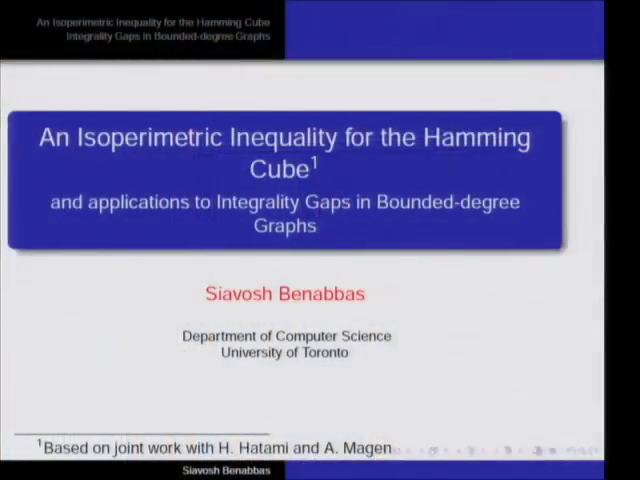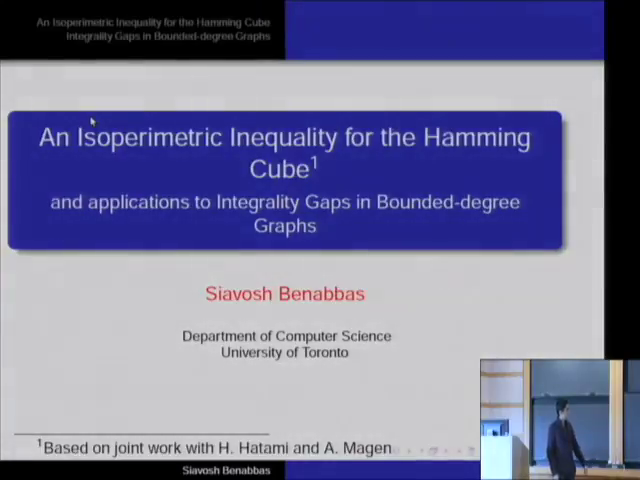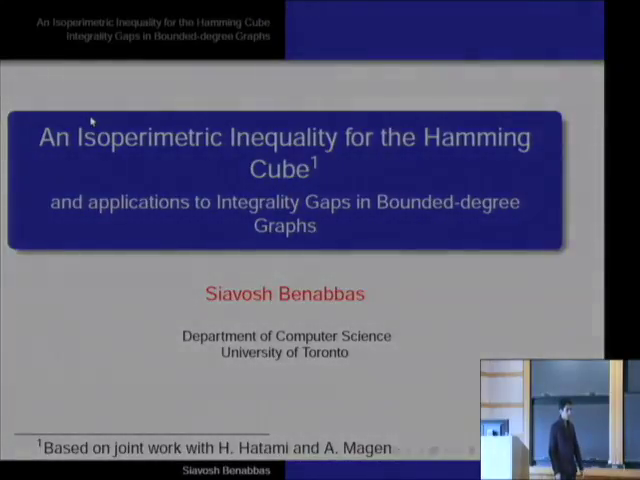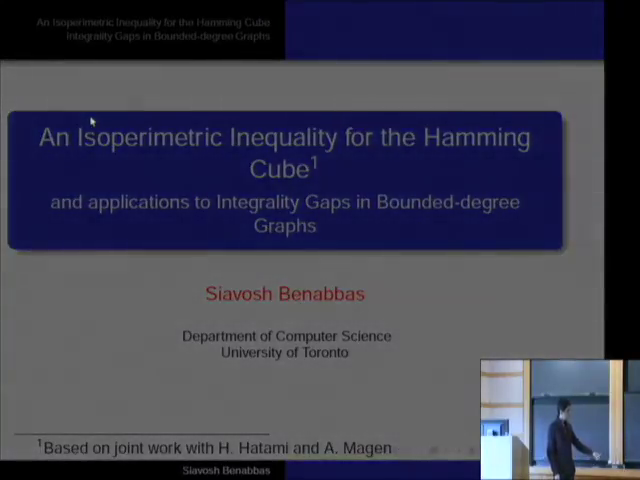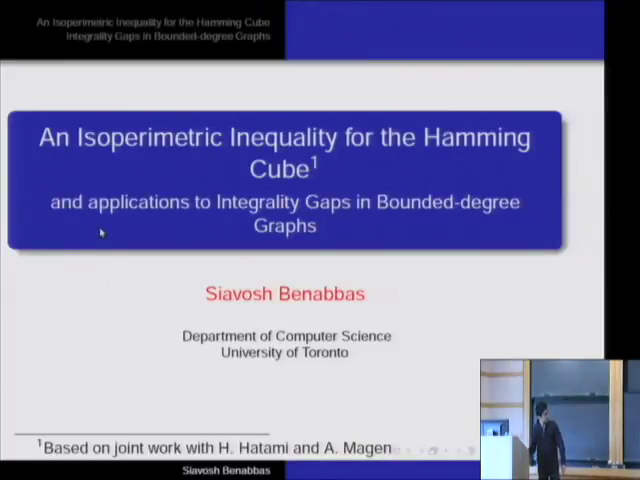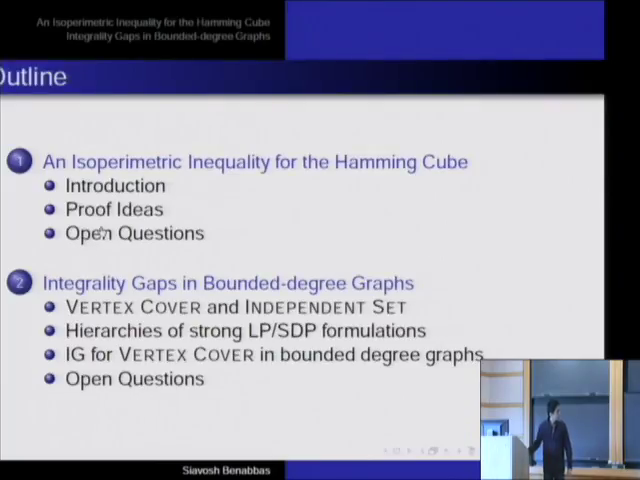So I'm going to talk about isoperimetric inequalities and some applications to integrality gaps. This is based on joint work with Hamed Hatami at McGill and Avdar Megan. The talk is going to be in two fairly independent parts. The first part is about an isoperimetric inequality for the Hamming cube, and the second part is about applications to integrality gaps.